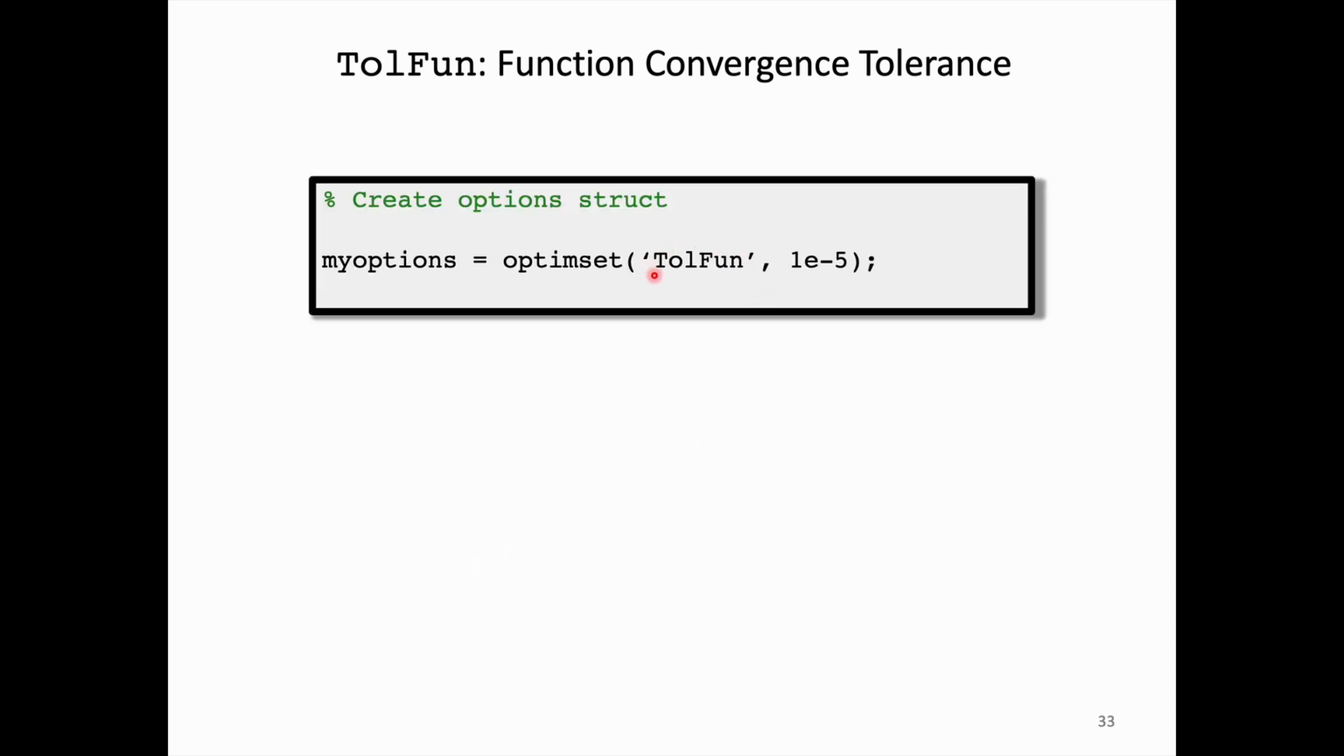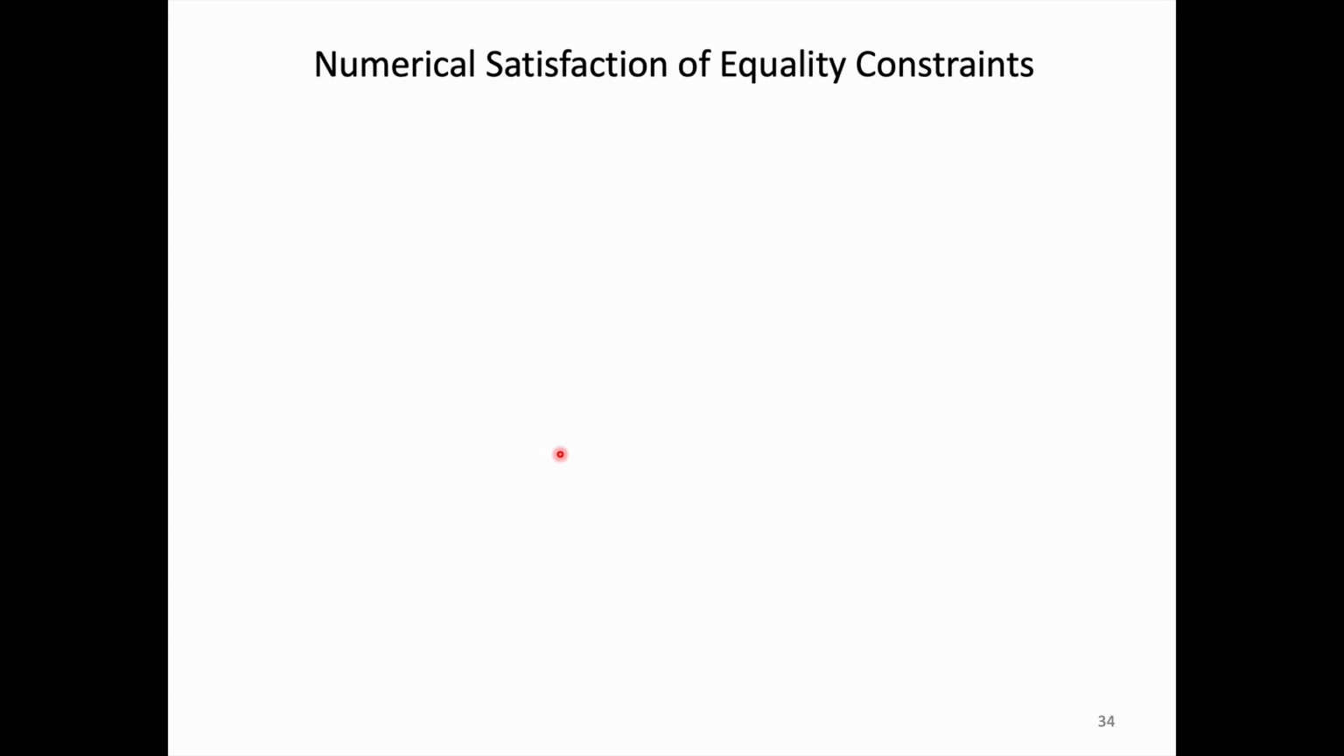We can specify that in the same way we've specified all the other tolerances. And this corresponds to epsilon 2 that we looked at before, or the smallest value we are allowing the objective function to change before we consider it to have converged.